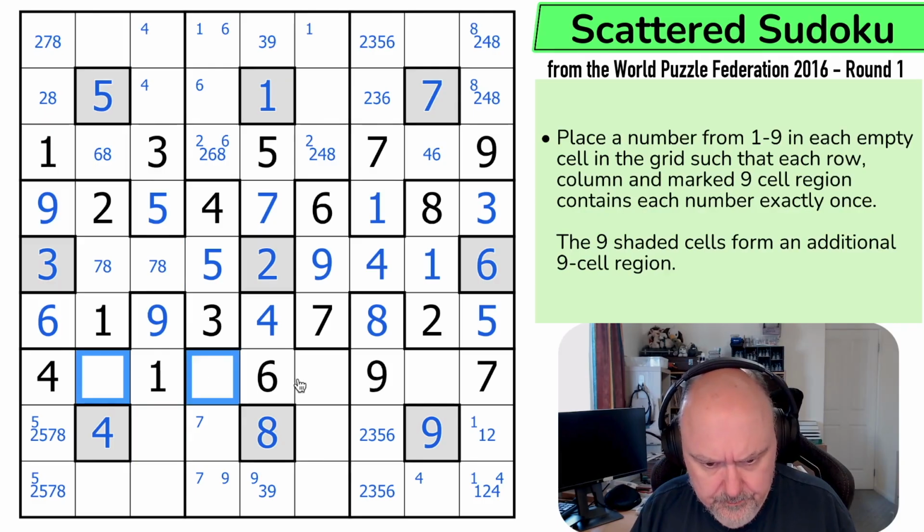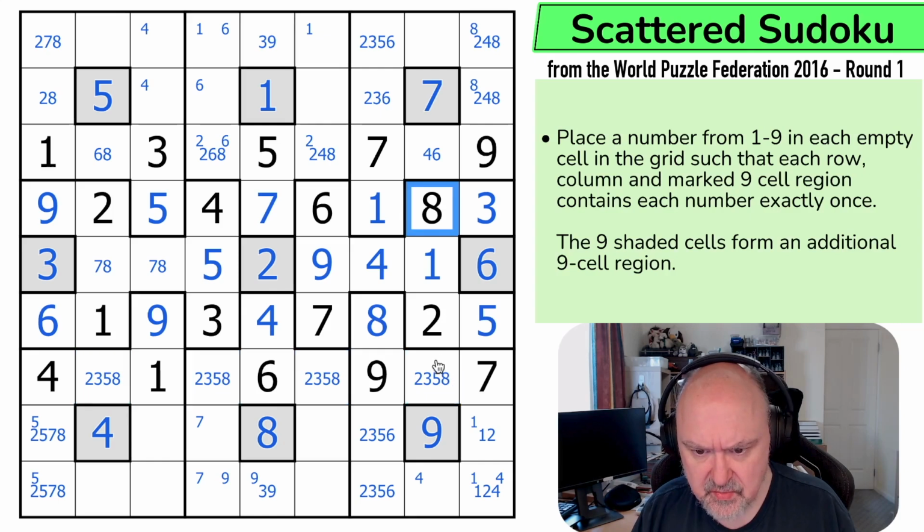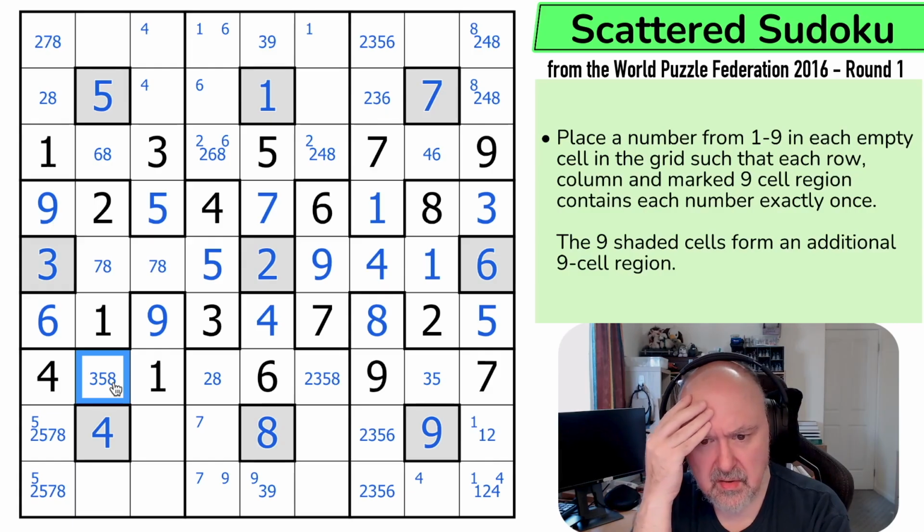This quadruple. 2, 3, 5, 8. 2 and 8 comes out of this cell. 3 and 5 comes out of that cell. 2 comes out of that cell. Oh, that geometry was beautiful, but this ending is killing me.